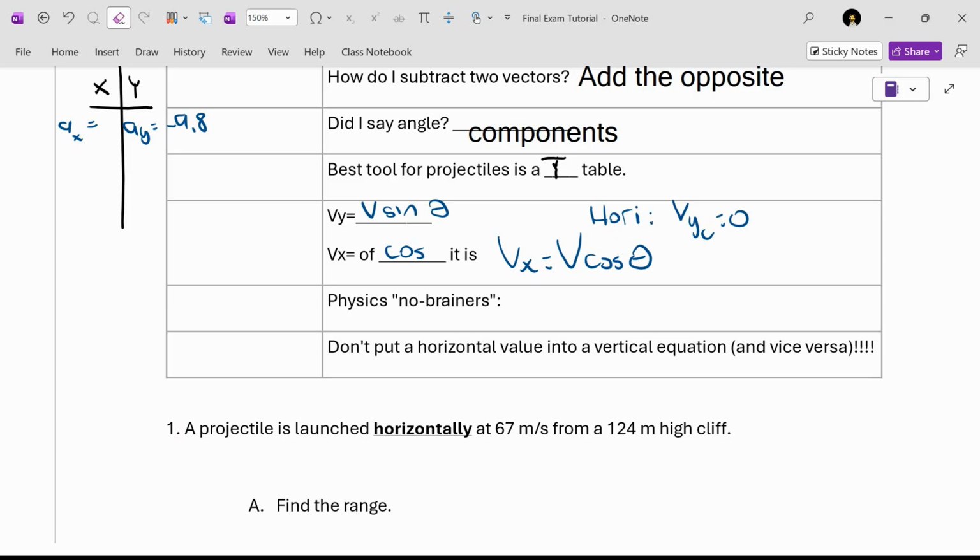Horizontally, what forces were acting on a projectile horizontally? None. So what was your horizontal acceleration as a number? Which again made it way easier, but you had to remember that. Yes. So ax equals 0, ay equals negative 9.8.